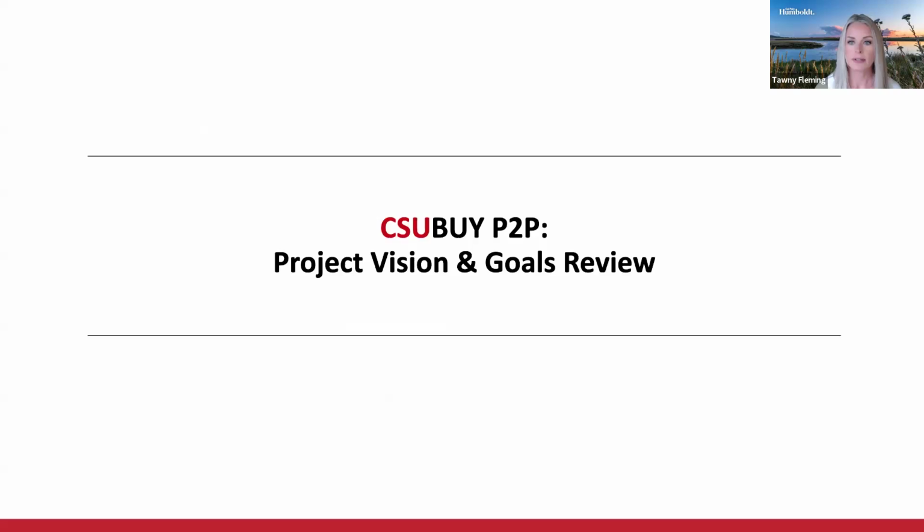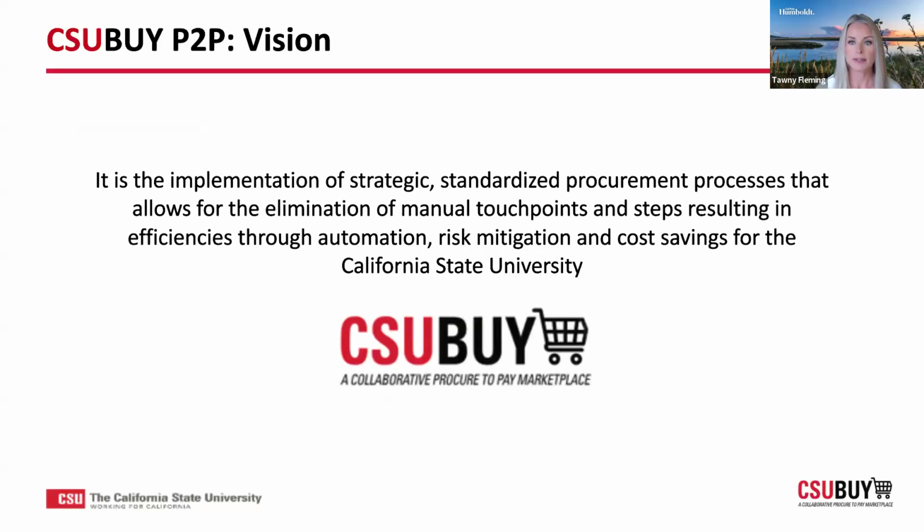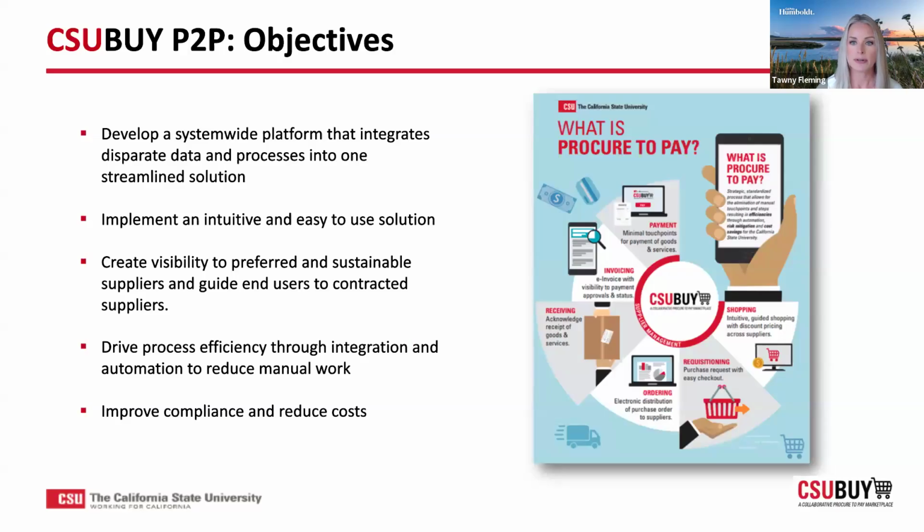Before we dive into functionality, let's take a moment to review the vision and goals of CSU by P2P. Understanding the why helps us better understand the design and decisions that have shaped this project. Our vision for P2P is to standardize procurement processes across the CSU, reduce manual steps, and drive efficiencies through automation. Ultimately, this means saving time, reducing risk, and lowering costs. The objectives of P2P are centered around creating a streamlined, integrated platform that simplifies and enhances how we manage procurement and payments across the CSU system.